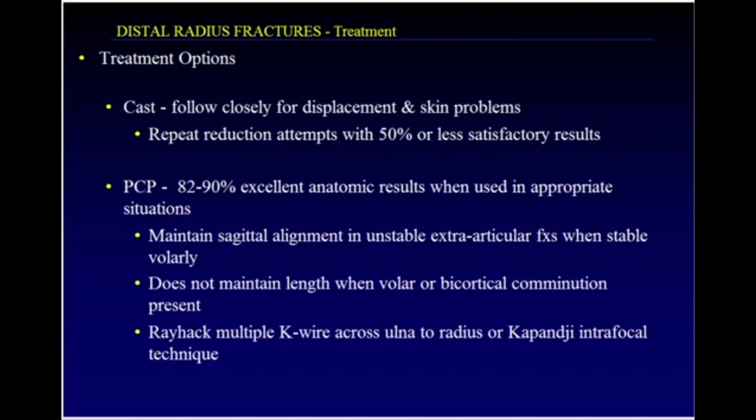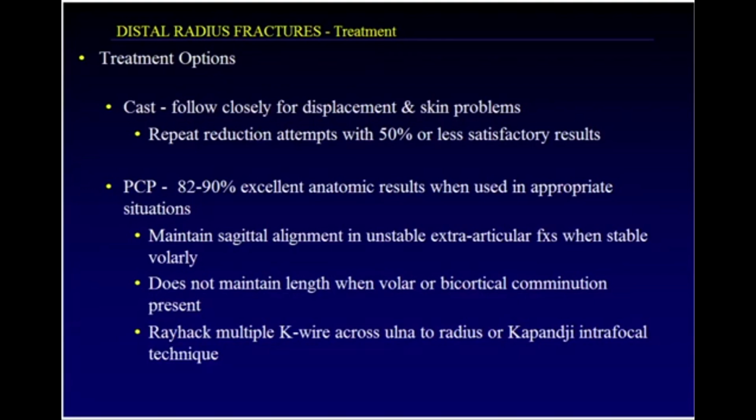Percutaneous pinning has been shown to result in excellent anatomic results and functional outcomes when it's used appropriately. It's very useful to maintain the sagittal alignment in unstable extra-articular fractures that are stable on the volar surface. So in other words, for fractures where you have dorsal angulation with minimal comminution, you can realign those fractures in the sagittal plane and very nicely stabilize them with one or more percutaneous pins.